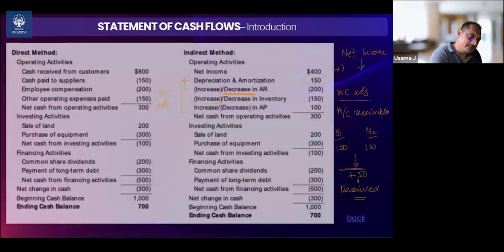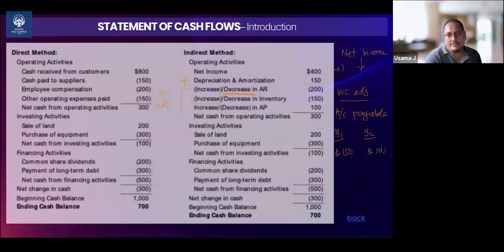And our final working capital adjustment is accounts payable. Same element. We look at it across 2 years, year one and year two. Year one, the accounts payable was 150. Year two, the accounts payable was 100. What has essentially happened here, guys? Accounts payable has come down by $50.